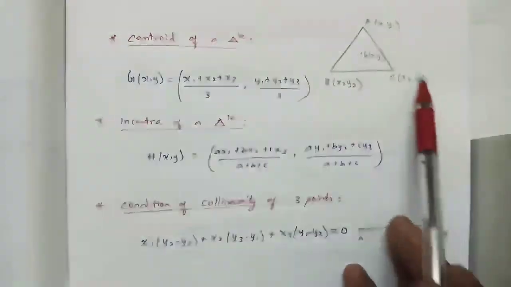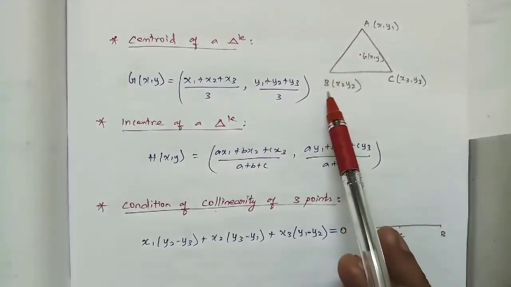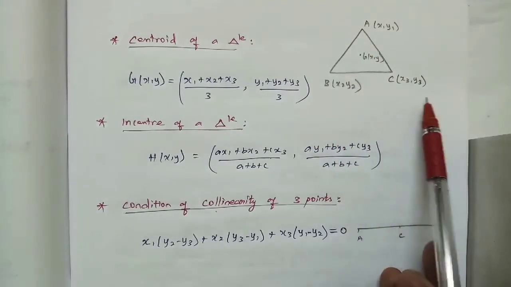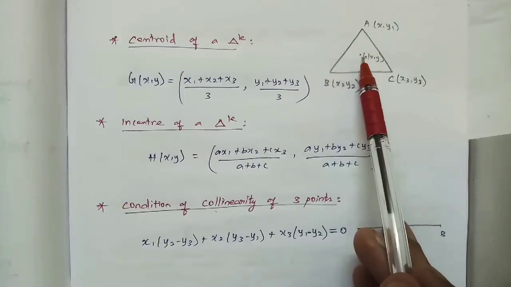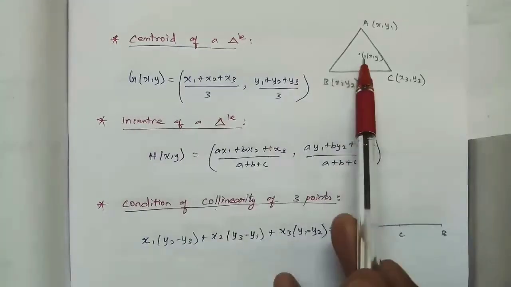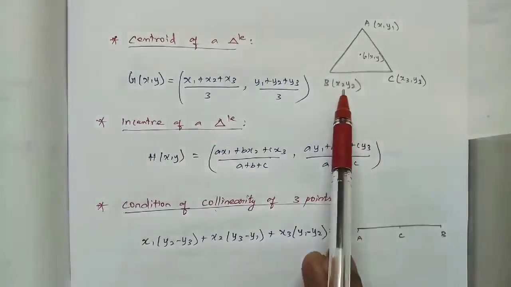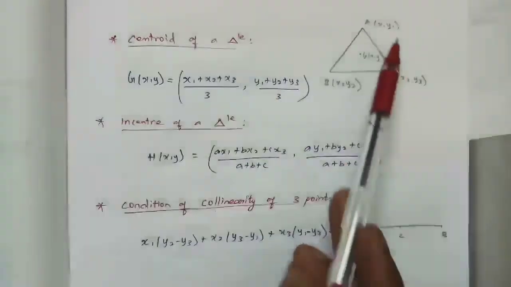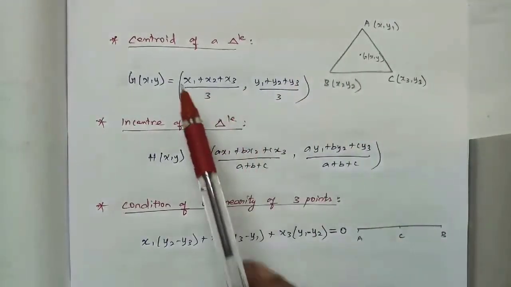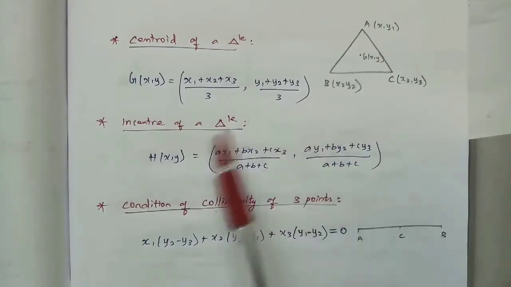Centroid of a triangle. When we have a triangle, we have 3 vertices, and for each vertex we have coordinate points. A is x1 y1, B is x2 y2, and C is x3 y3, and we want to find the centroid of the triangle, that is G of x comma y. We find it by using the formula: by adding the x coordinates and dividing by 3, comma, by adding the y coordinates and dividing by 3. That is (x1 plus x2 plus x3) divided by 3, comma, (y1 plus y2 plus y3) divided by 3. Understood? So G of x comma y.